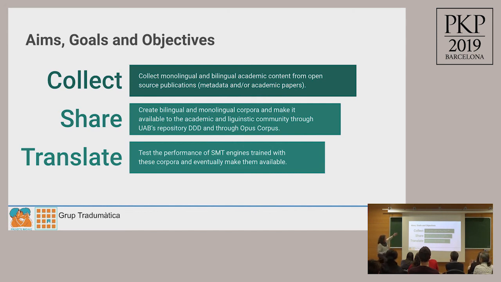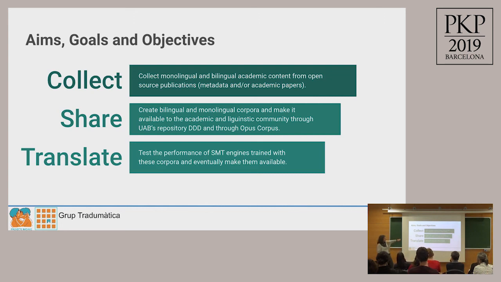So what we've got in mind with the MOAC project is, first of all, to collect monolingual and bilingual academic content from open source publications. We are interested in metadata because we know that most of the journals which publish in more than one language will publish all the metadata bilingually. And academic papers, even though they might be only in one language, are also interesting.